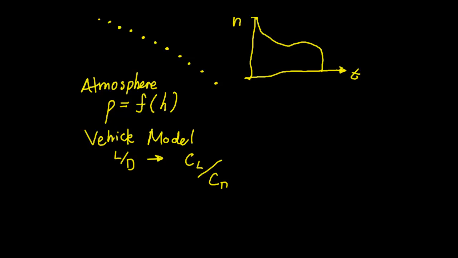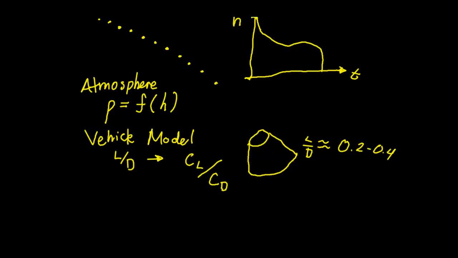For capsule vehicles, for example, things that look like the Apollo capsule or the Orion capsule, those have very low L over Ds. These will have L over Ds on the order of maybe 0.2 to 0.4, which means that for every unit of drag you get, you only get about 0.2 or 0.4 units of lift. So you're much more like a rock than you are like a bird. You can't really soar with one of these vehicles.